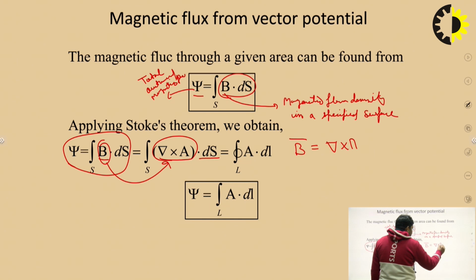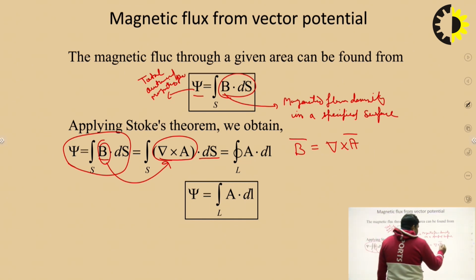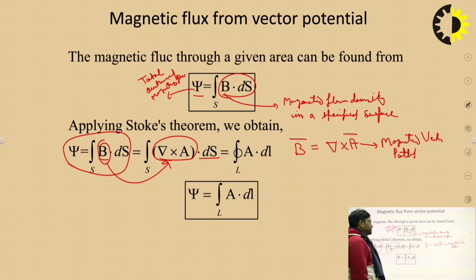That means this A is the potential. This is the magnetic vector potential. It is not a scalar potential, this is a magnetic vector potential A, which is defined with respect to the magnetic flux density, B is equal to del cross A. So we put B is equal to del cross A dot ds.